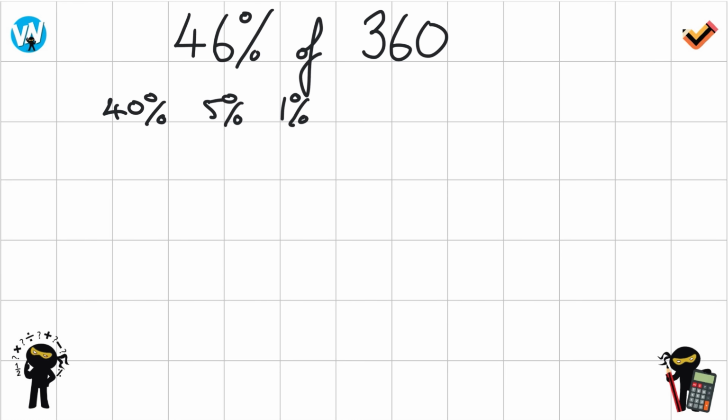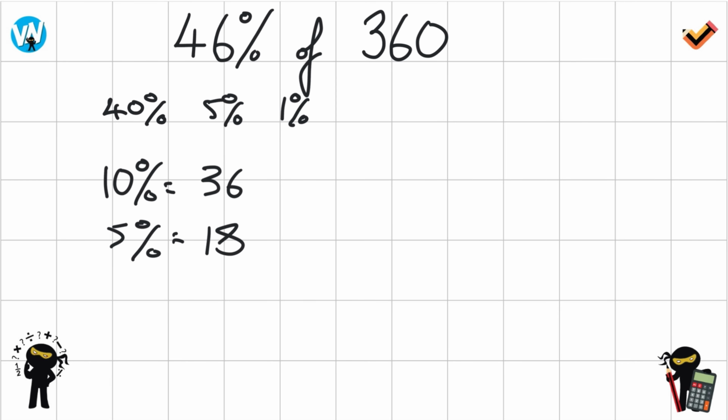So we need to find 10% of 360. I'm just going to use a little bit of mental arithmetic. I know that 10% is 36. So that means I know that 5% is 18. I've done that quite quickly, and I know a lot of you will be able to do that. If I know that 10% is 36, then I know that 1% is 3.6.